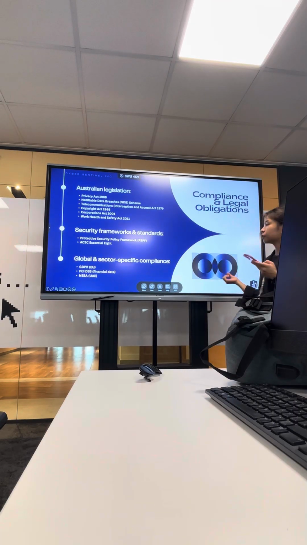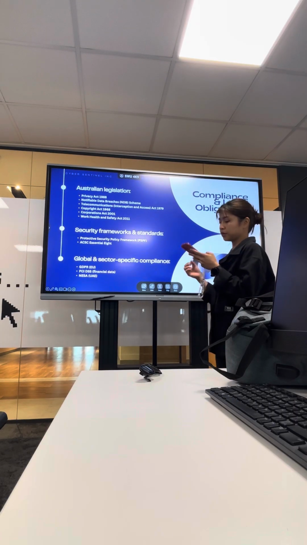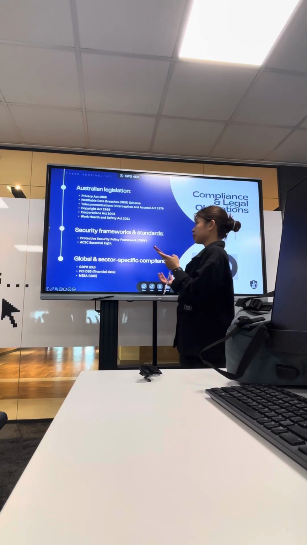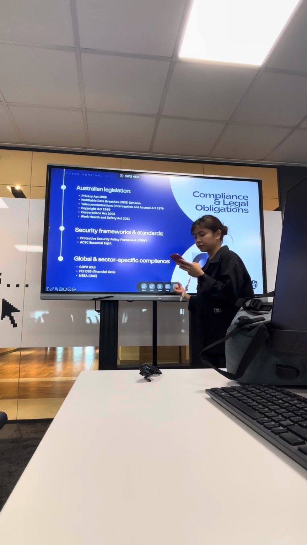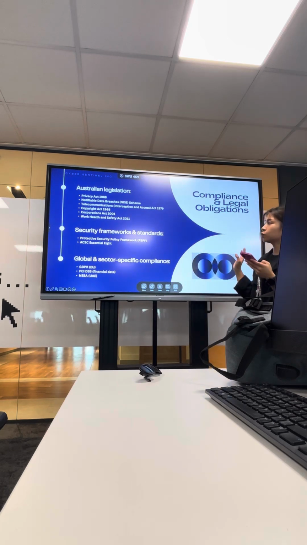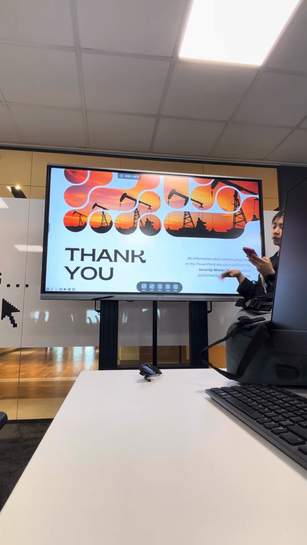Finally, as a global and sector-specific compliance, we have the GDPR from Europe, PCI DSS for financial data transactions, as well as NESA from the country of United Arab Emirates. This was included for such operations that the Cyber Sentinel may operate on. Finally, that has been our security master plan.